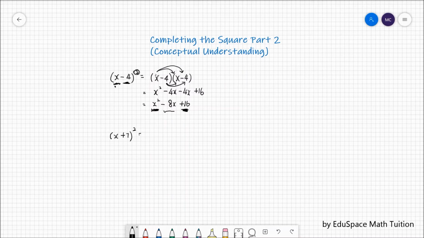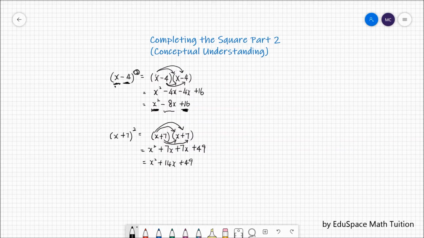Let's say I have x plus 7 squared. If I expand, I will have x plus 7 times x plus 7. That will give us x times x, which is x squared. X times positive 7 gives positive 7x. Positive 7 times x gives positive 7x again. Positive 7 times positive 7 gives positive 49. If I simplify, I will get x squared plus 14x plus 49.